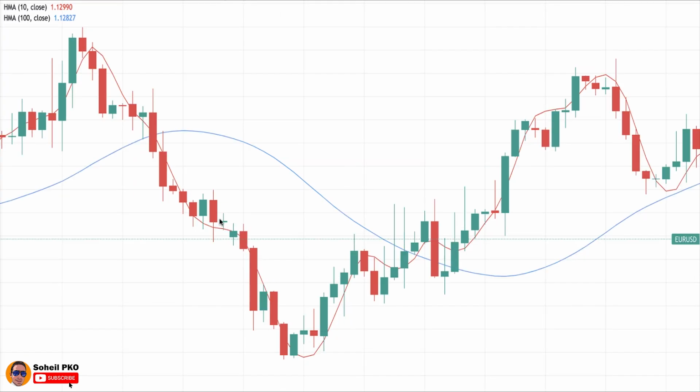For example, as you can see on this chart, a Hull moving average with number of periods 10 moves very closely to the price and very quickly reacts to the changes in the direction of the price and turns quickly when the price turns. But a Hull moving average with number of periods 100 moves very slowly and far from the price because a lot of past prices are included in the moving average. That makes it move slowly and react to price turning very late.